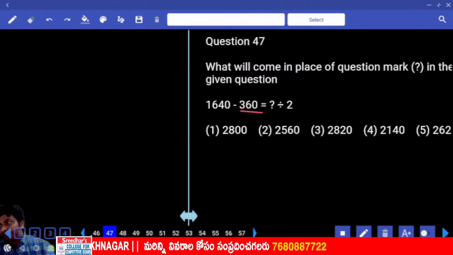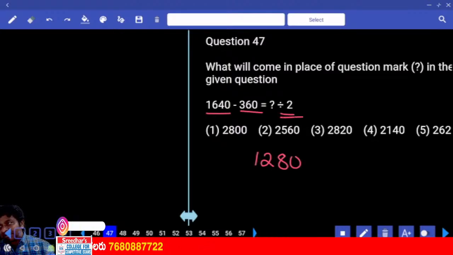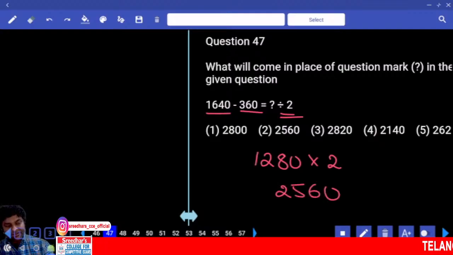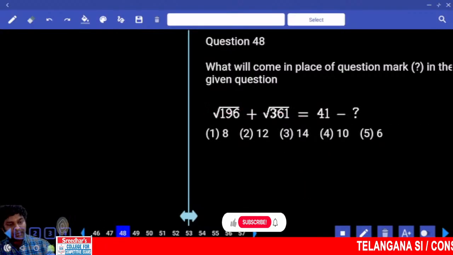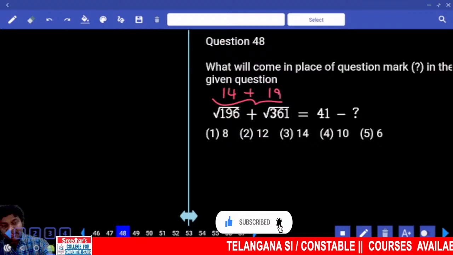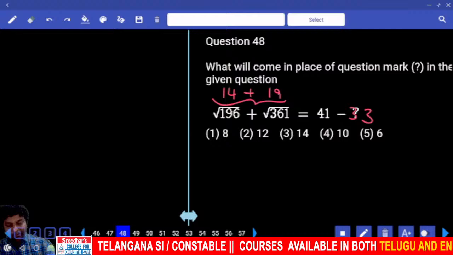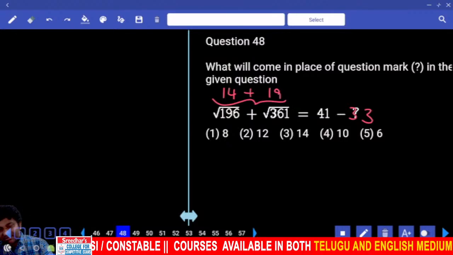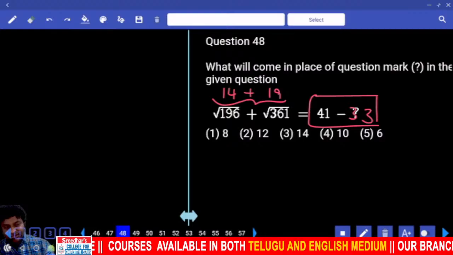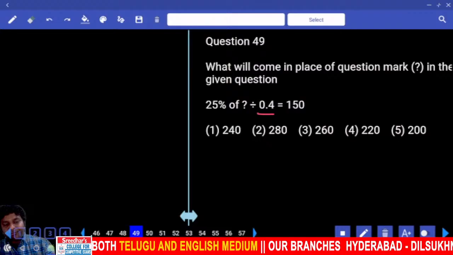Subtract 400, add 40 later. Subtract 400, 1240, 1280. Divided by 2 comes to left hand side from right hand side. Into 2, 2560. This is 14 plus 19. Both together 33 goes to right hand side. Minus 33. Minus 6 comes to left hand side. Final answer 41 minus 33, 8. 0.4 goes to the other side.